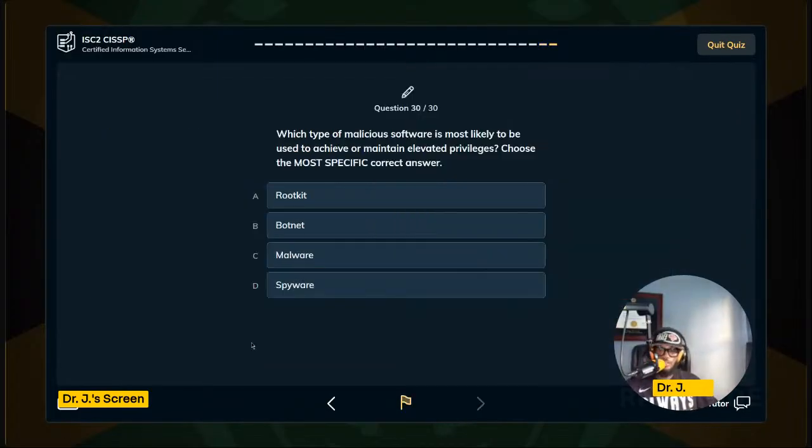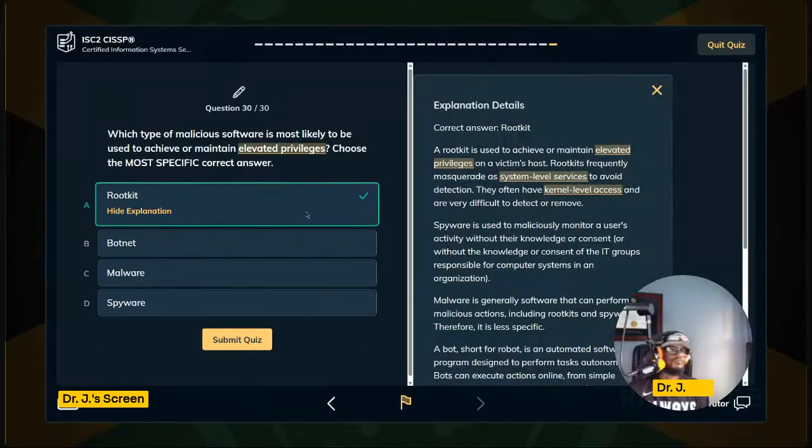All right. And last question for tonight: what type of malicious software is most likely to be used to achieve or maintain elevated privileges? Choose the most specific correct answer. I think it's going to be rootkit. Yeah, rootkit is used to achieve or maintain elevated privileges on a victim's host. Rootkits frequently masquerade as system level services to avoid detection. They often have kernel level access and are very difficult to detect or remove.